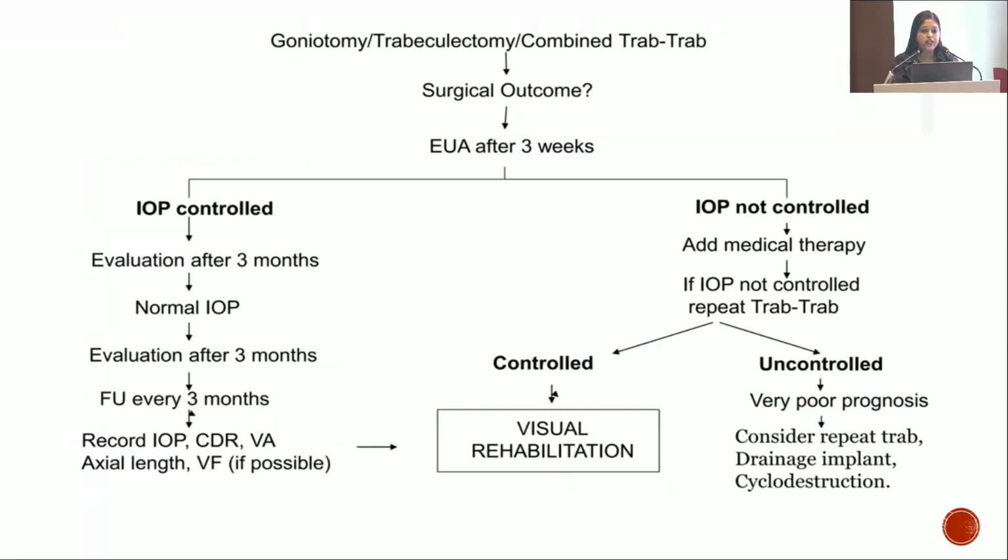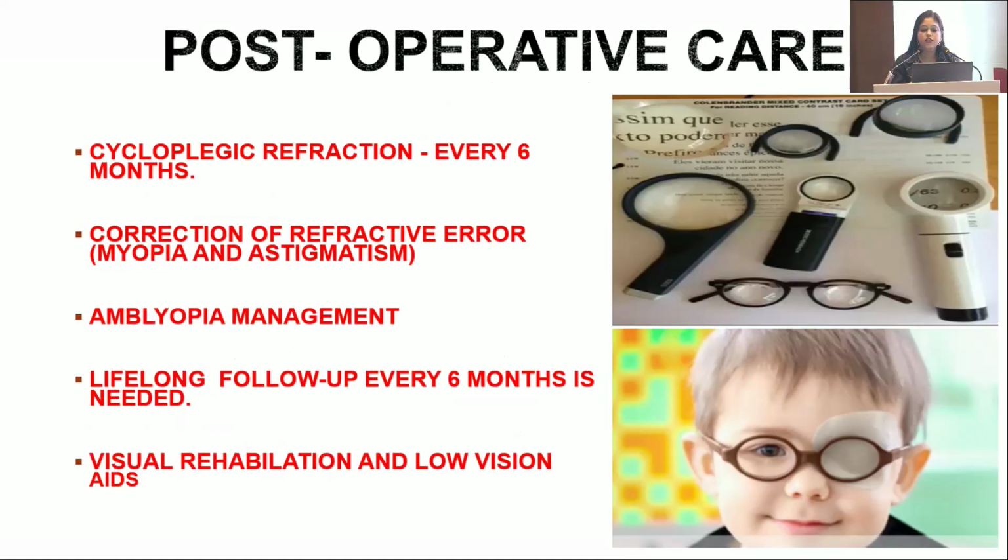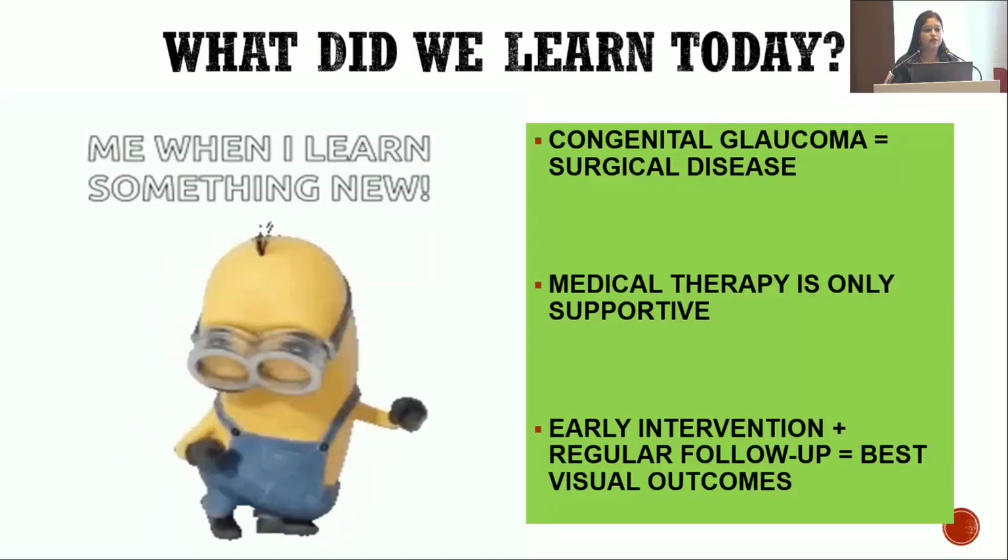So now we have treated the patient. What are we going to do now? Now we have to follow the patient regularly and see if our options are doing well with the patient or not. Cycloplegic refraction is necessary every 6 months to control myopia and astigmatism. These are clinical pearls. Thank you.